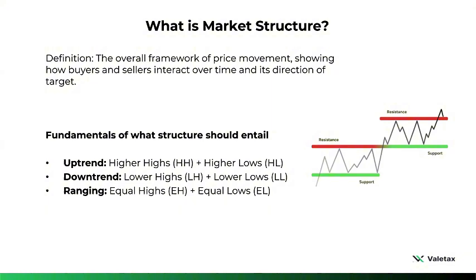Now, how do we identify structure? The major things we want to look for are the basics or fundamentals of what structures entail. We have three different types of structures: a bullish structure, a bearish structure, and a ranging structure, which we refer to as an uptrend, a downtrend, and a ranging market.